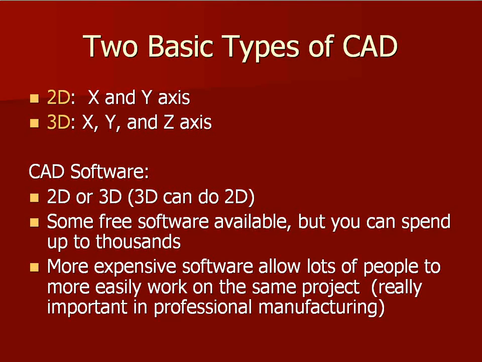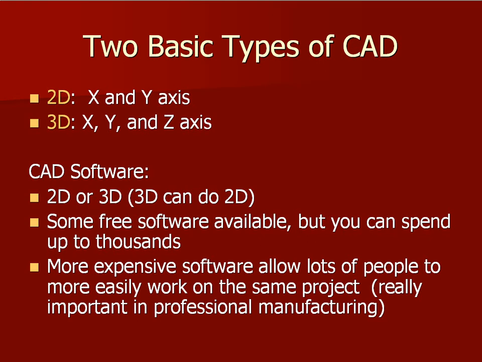And in our lab, the CNC mill, which is the larger of the two machines, that is the 3D we're talking about there. So the CAD software that's available out there, there's lots of it available. You can either go 2D or 3D, remembering that all 3D software can also do 2D drawings. Some free software is available, but you can spend up to thousands of dollars, and of course companies do just that. They spend thousands of dollars on software.